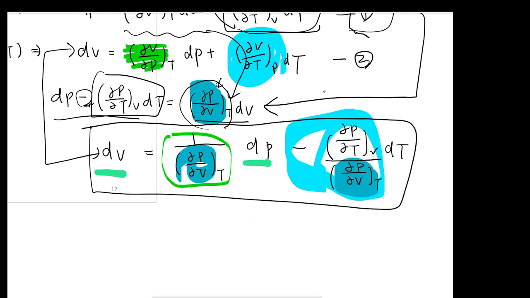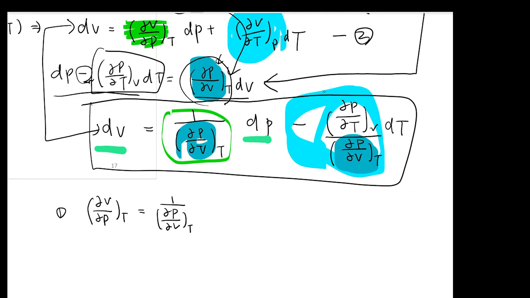Therefore, we learn partial V partial P at constant T should equal 1 over partial P partial V at constant T. Okay, so that's the first one. The second one will be partial V partial T at constant P should equal negative partial P partial T at constant V over partial P partial V at constant T.